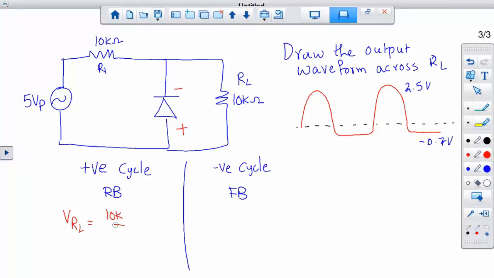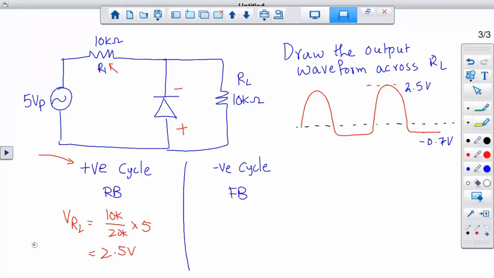You don't even need to calculate it, but even if you do, you will get 2.5 because you have equal values of resistance. We'll split the source into half. Whenever you see that, even if you calculate it, you will eventually get the same voltage. So when you're dealing with positive voltages, the voltage comes out as 2.5 volts. That's what you will see. The complete positive cycle will pass out, but only with a reduction in the amplitude because of that prior resistor, because it's going to drop something as well.